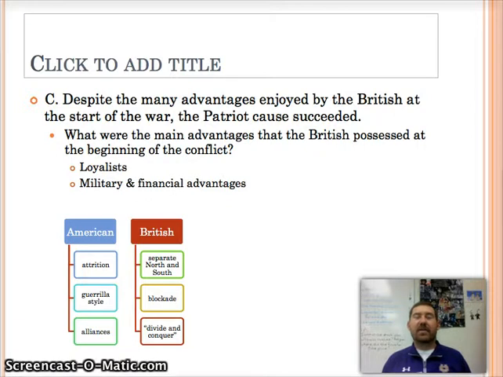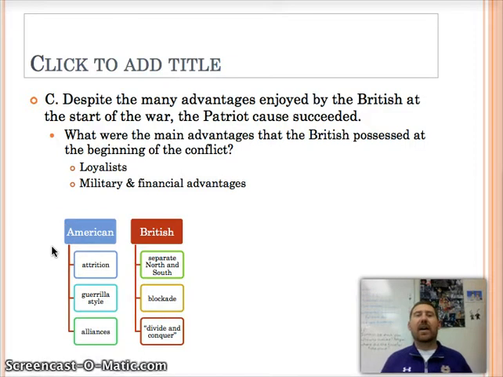They had one of the best militaries and the best navy in the world at this time, and also a lot more money than a group of rebels does in this case. As far as how you could win, looking at this little chart down here, it gives the goals of each side going into the war.